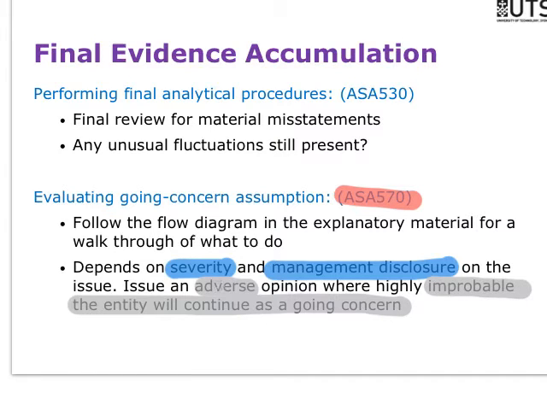So then there is significant uncertainty. This will be a lot more common. With significant uncertainty, we can have two treatments. If there is disclosure by management of this significant uncertainty, then we have an unqualified opinion with emphasis of matter. Or if we have no disclosure, and I'll make this a bit clearer in a second, then we want to issue a qualified opinion.